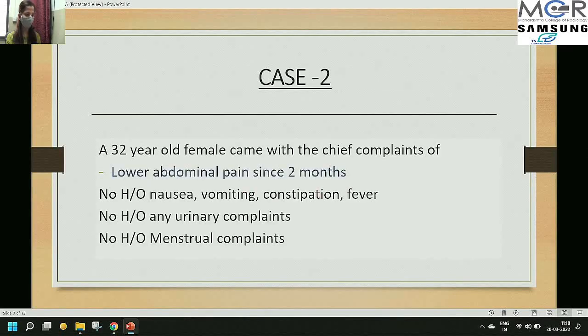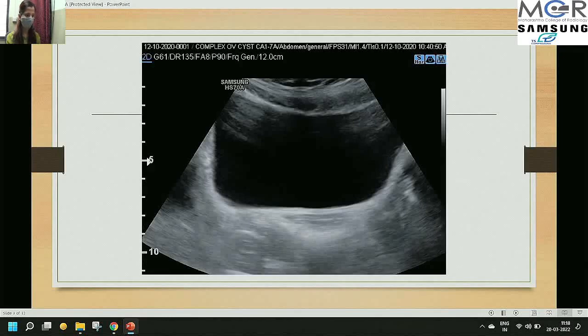Second case, a 32-year-old female came with the chief complaints of lower abdominal pain since 2 months. No history of nausea, vomiting, constipation, fever was present. No history of any urinary and menstrual complaints was present.